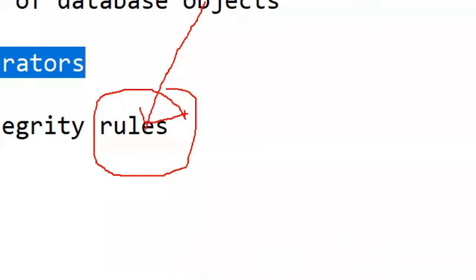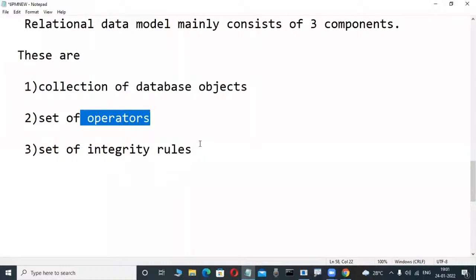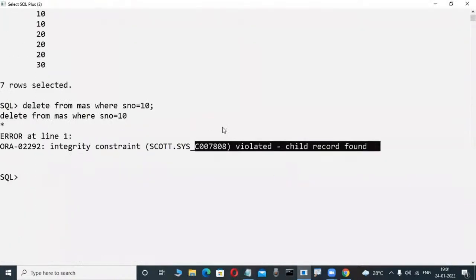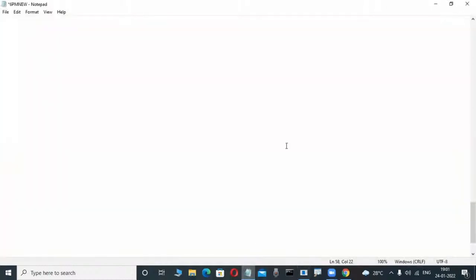That's all I'm telling you. These are all rules-based. Like the child record found rule: deleting, inserting something, rules are there or not? Yes. Master is nothing but a parent table.